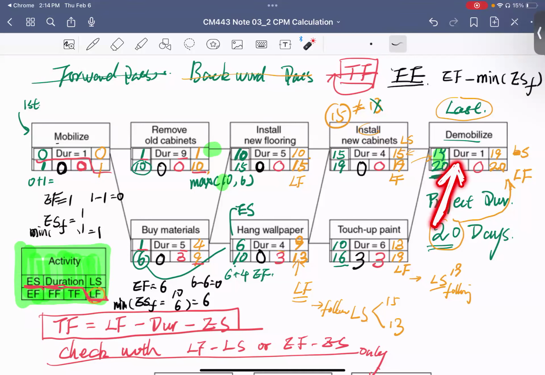Muhammad? That would be 0 too. So this will always be 0, right? This mobilize is your first activity, and this demobilize is your last activity. So those are always 0. Okay. So now there are no negatives, right, Dr. Yuhan?